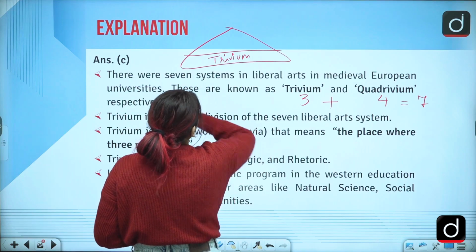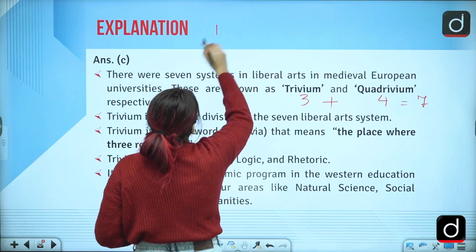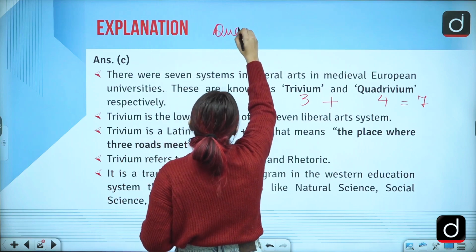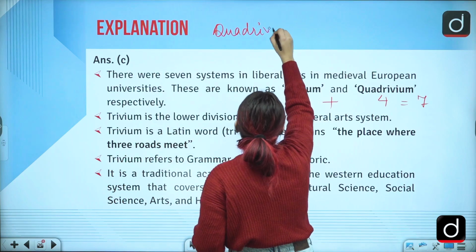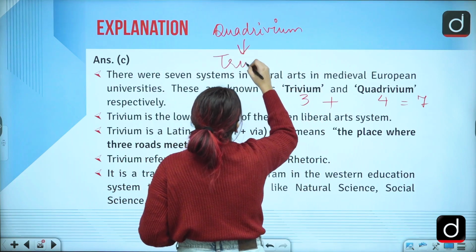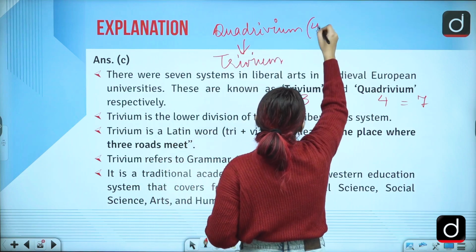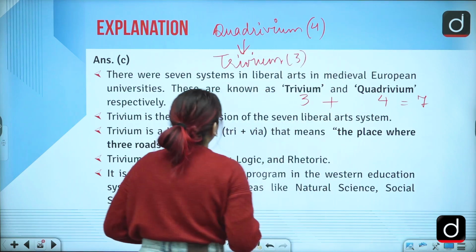right? If we talk about here, let me just write it here. If we talk about the whole, anything which holds power is the quadrivium, because it is the major chunk, and then we have trivium. So 4 plus 3 again here, that is 7.